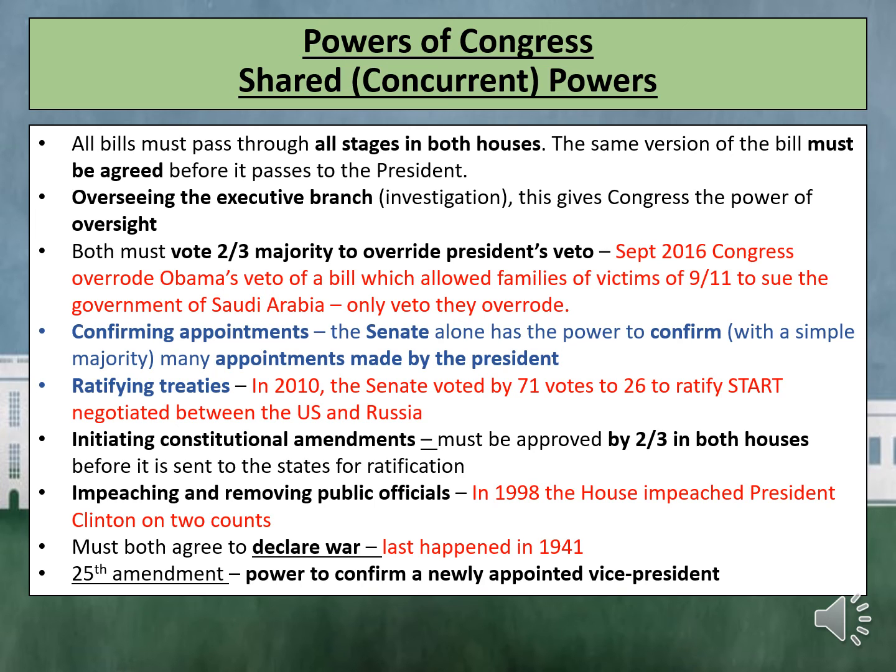They can both also initiate constitutional amendments, however this must be approved by two-thirds of both houses before it is sent for ratification. Both must agree to declare war, and both have the power to confirm newly appointed vice presidents.